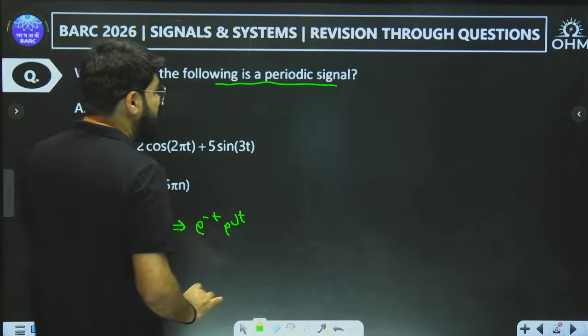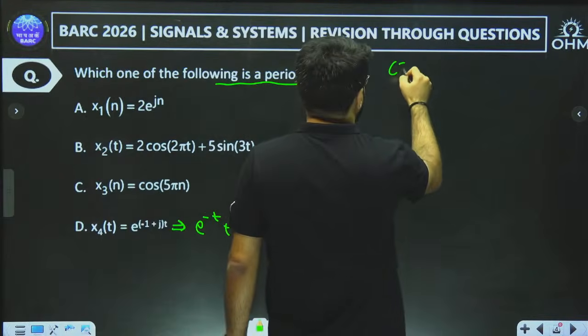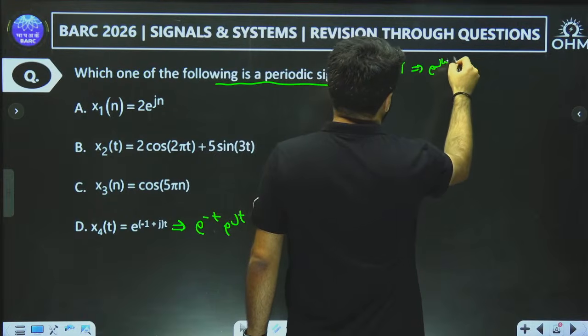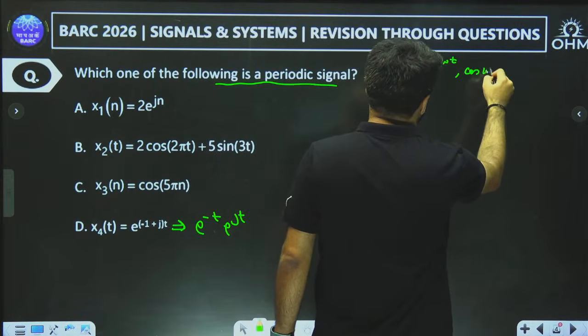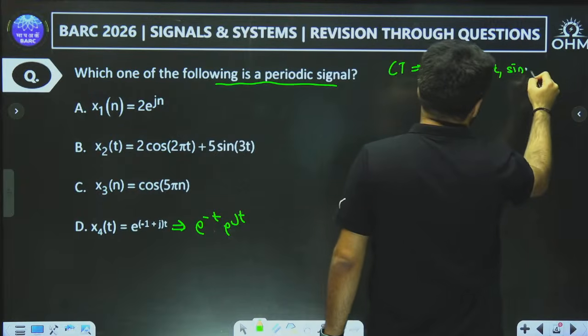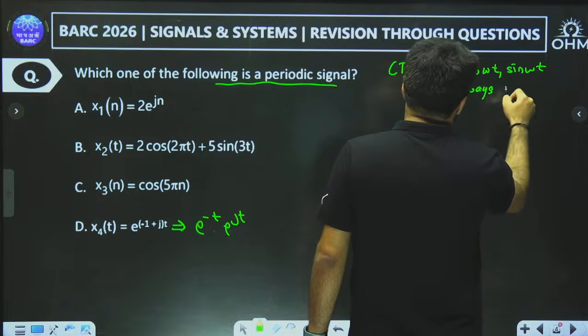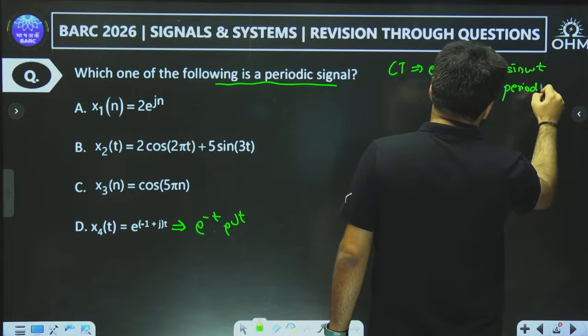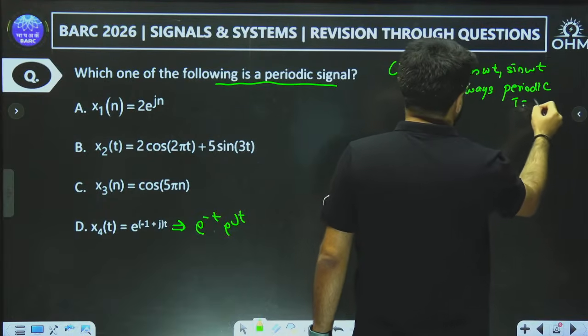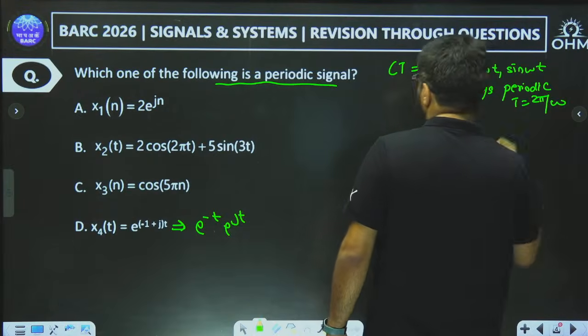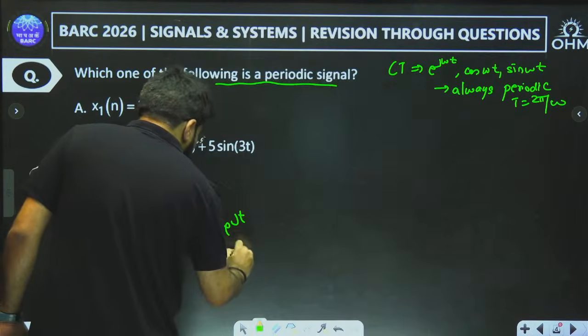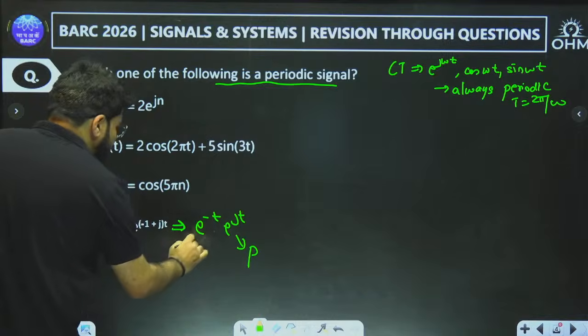Now in continuous time domain, any e power j omega t or cos omega t or sin omega t, what do you know about the continuous domain? Any of these signals individually is periodic, with the period 2 pi by omega. Okay, this part is periodic, I agree. But what about this part?